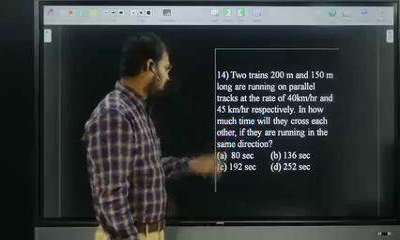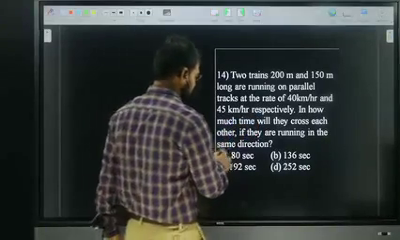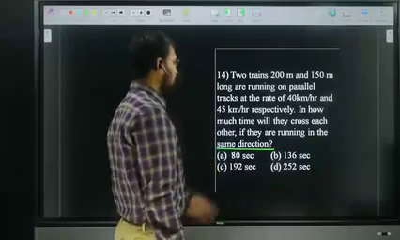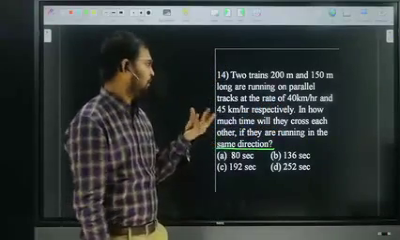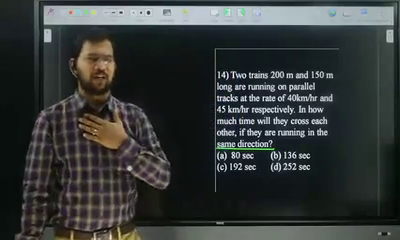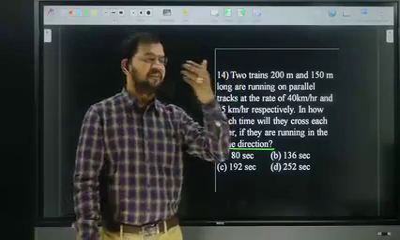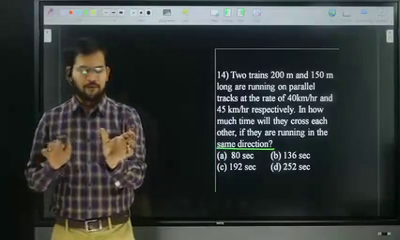Both are traveling in which direction? They're running in the same direction. So the speed is what? 45 minus 40, the difference is 5 kilometers per hour. Look at me, I will explain orally. So 350 by 5, into 5 by 18.